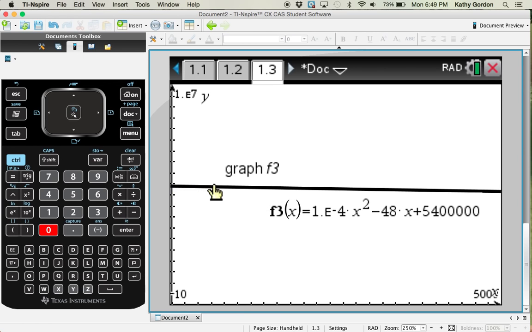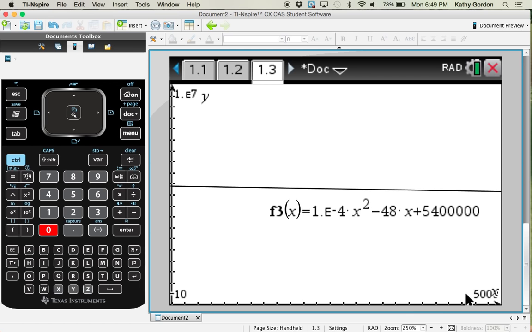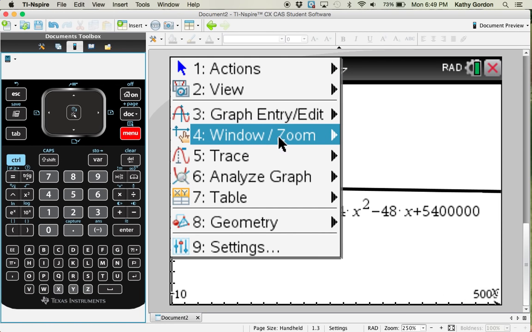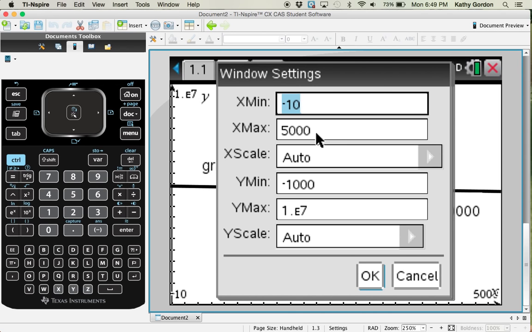Okay, are we starting to see things? A little bit. We're at least starting to see that it's coming down a bit. So I don't think I need to go up any higher because it appears like this is going to come down. So that means there's got to be some number way out here somewhere where this is going to cross. And 5,000 doesn't seem to be doing it. So let's keep going. Window, settings. Let's try 50,000.